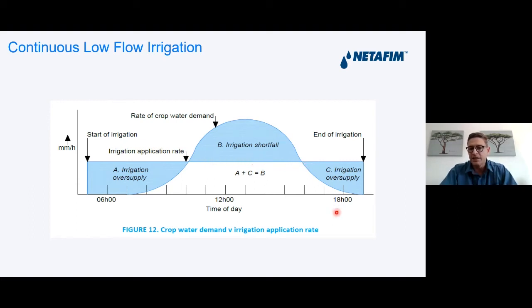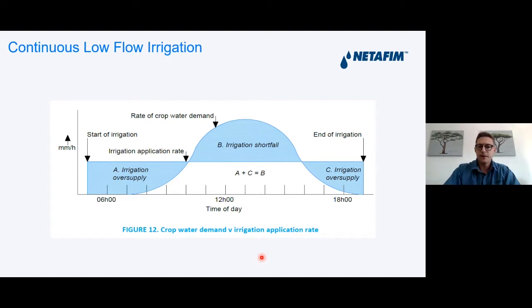And then at the end of the day, when it's cooling off again in the afternoon, the stomata are busy closing up. We are still irrigating at the same application rate, of course, because this stays constant. One might say that we are oversupplying the tree with water. One thing that is important to note at this stage is that the over-irrigation in the morning and the over-irrigation in the afternoon should at least be equal to the irrigation shortfall that we experience at midday. But in most cases, the over-irrigation in the morning and in the afternoon is a bit more than it is at midday.